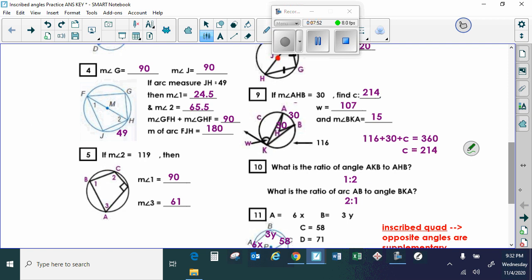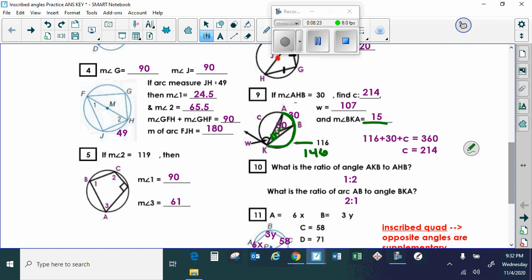Number 9. Measure of angle AHB is 30. That means that's the central angle, so the central angle equals the arc measure. So that makes that 30, which makes this right down here 15. That's for this one right here. That's the inscribed angle, so it's half of its intercepted arc. We have this is 116 right here, and that's 30. So 130 and 30 and 116 is 146.